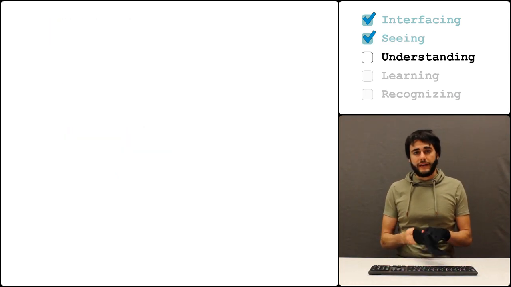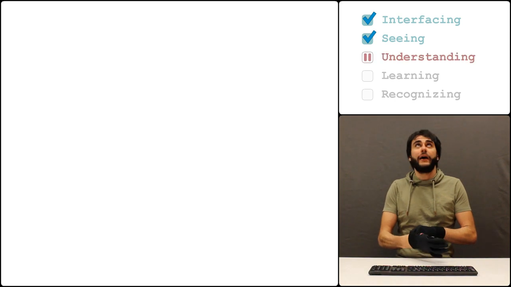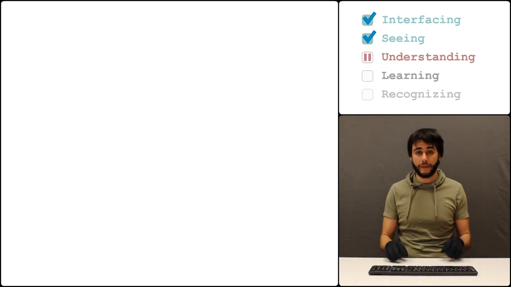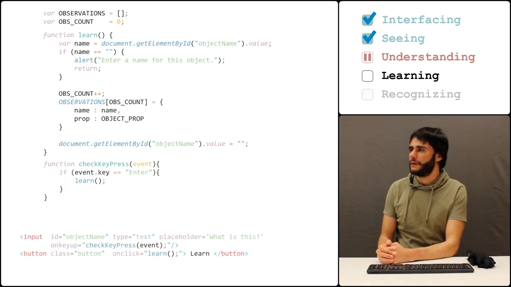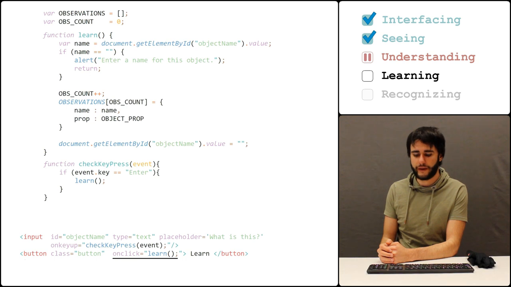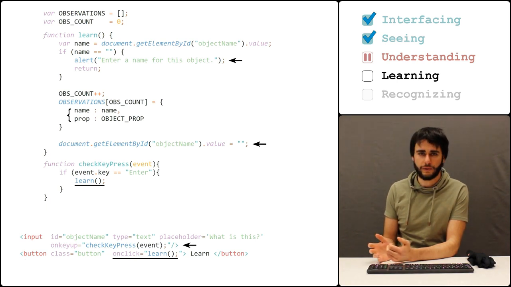I'm gonna put this understanding part on hold for a while and focus on the learning part. This function starts when we press the learn button in the interface or enter on the keyboard. It makes a connection between the aspect ratio calculated earlier and whatever is in the text box, which should be filled or we get a warning. We also empty the text field here, so we don't need to do it manually later.